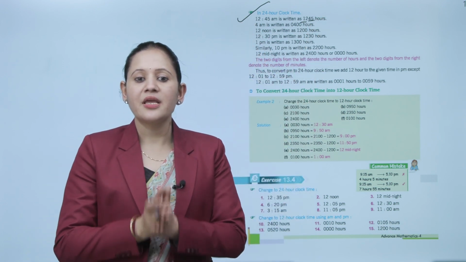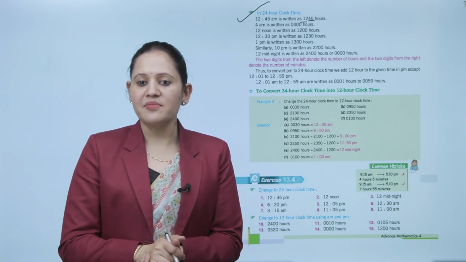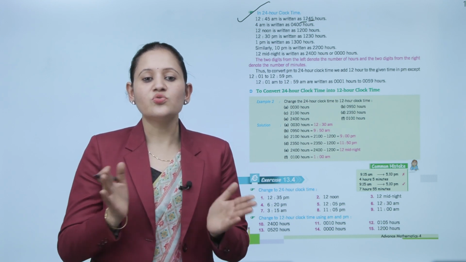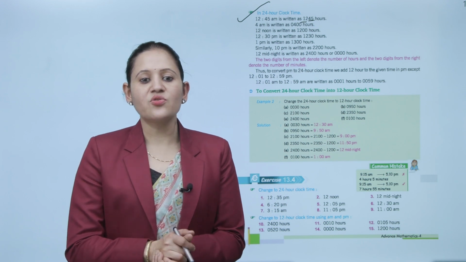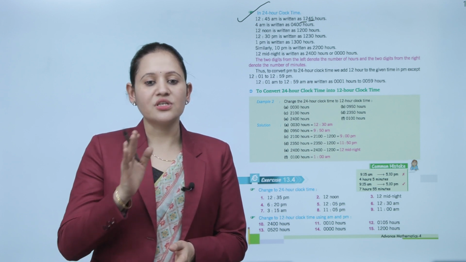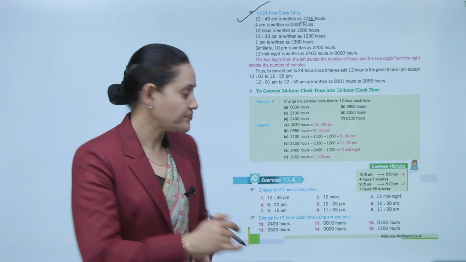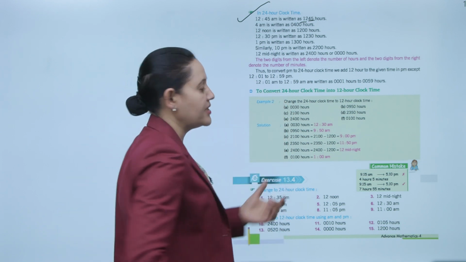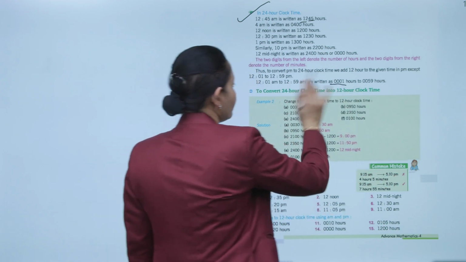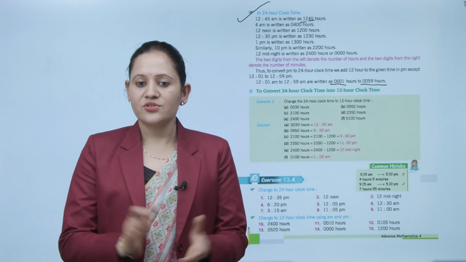Thus, to convert PM to 24 hour clock time, we add 12 hours to the given time in PM, except 12:01 to 12:59 PM. 12:00 a.m. to 12:59 a.m. is written as 0000 to 0059, because midnight ko 12 ko kaise likhte hai? 0000. So 12:01 a.m. means 0001, and we'll add hours. 12:59 is 0059 hours. Clear? So like this we'll write.